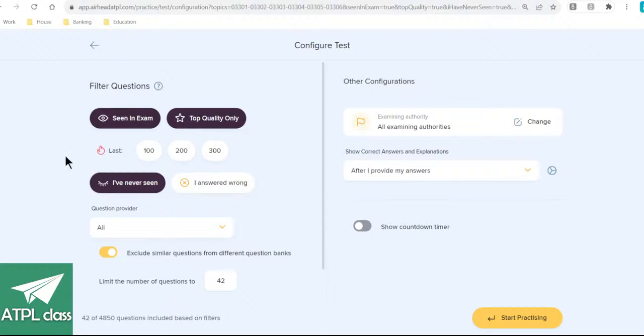So this is us for the practice home screen. We're going to use all the question providers. We're going to do 42 questions, as in the real exam, and we're going to use all examining authorities.